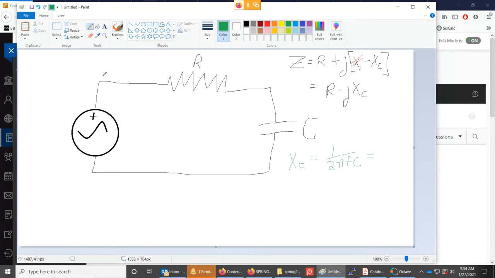All right. And we could rewrite that in terms of the angular frequency omega in radians per second, right? Because 2 pi f is omega. And so it'd be just 1 over omega C. So to calculate the capacitive reactance, we have to know the frequency. Okay? We have to know what the frequency is.